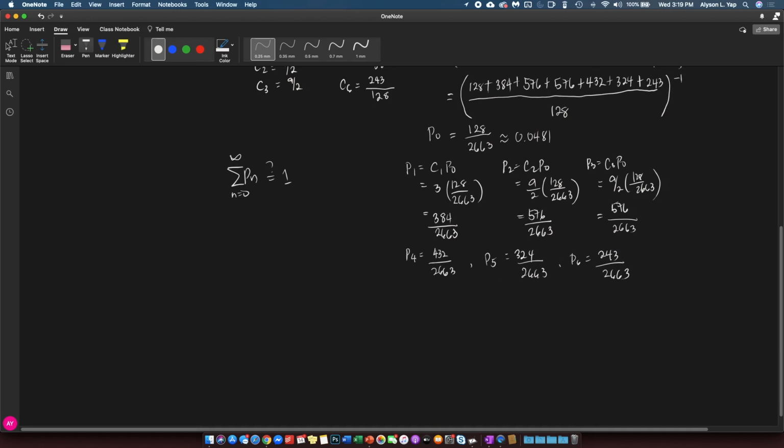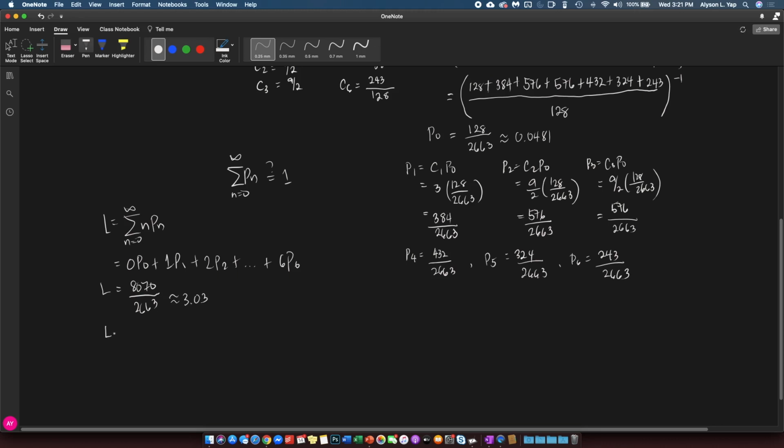6, you can now actually get your L. L is equal to the summation of nPn from n equals 0 to infinity. And therefore, this is equal to 0p0 plus 1p1 plus 2p2 until plus 6p6. And this is equal to 8070 over 2663, or roughly 3.03. So your L is this.